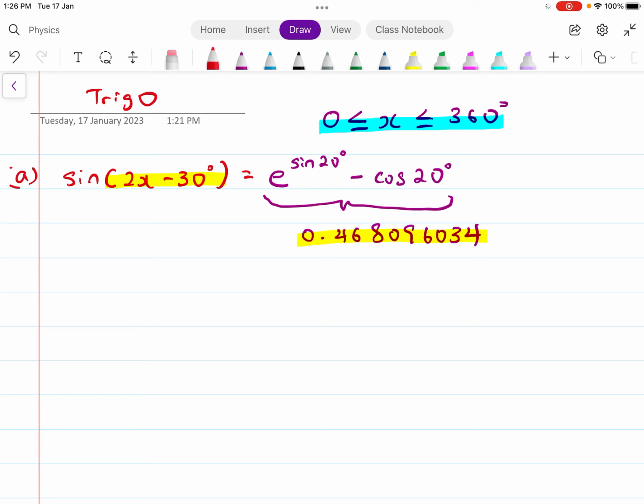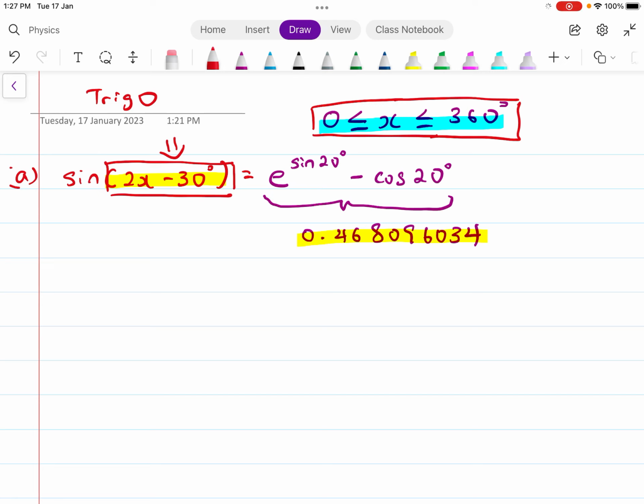Alright, okay, next step will be what I call the pre-step. Pre-step means I want to change the range. Notice that x is more than or equal to 0 and less than or equal to 360, but we have this 2x minus 30 degree, so I must make sure the inequality becomes something like this.